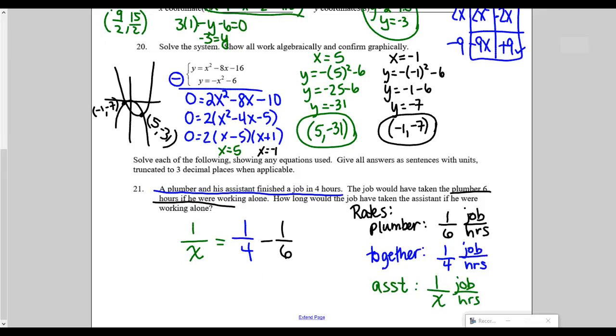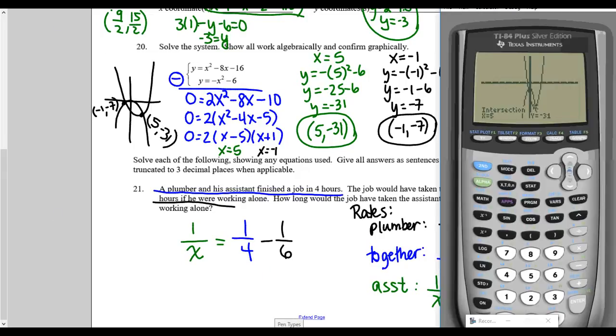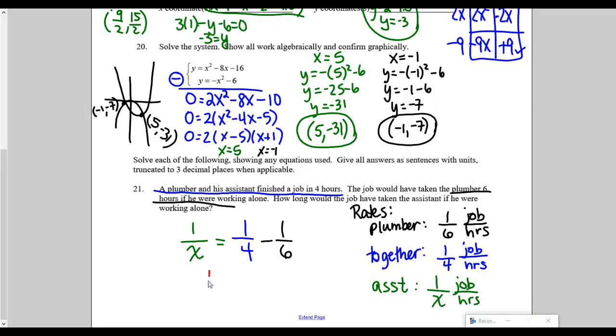You know, I could do the fractions just by getting a common denominator, but in case I make a mistake, I'm just going to go ahead and do them in my calculator. 1/4 minus 1/6. I go math, to the right and up. So I have 1/4 minus, math, to the right and up, 1/6. So I get 1/12. So 1 over x is equal to 1 over 12. So if I just take the reciprocal of both of those, I have x equals 12. Remember that I'm supposed to give any answer as a sentence with units. So let me write that out.